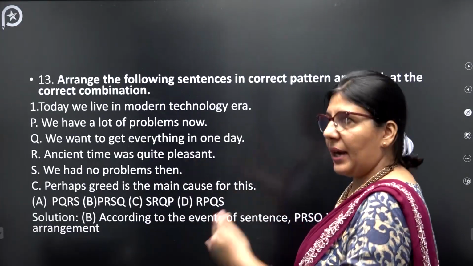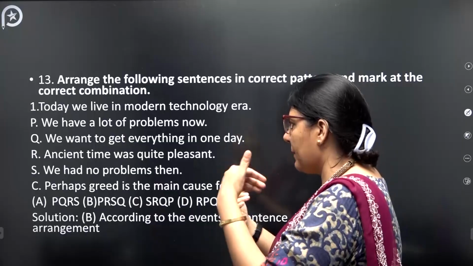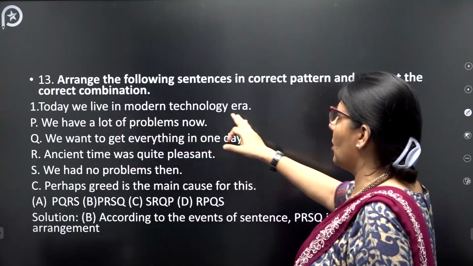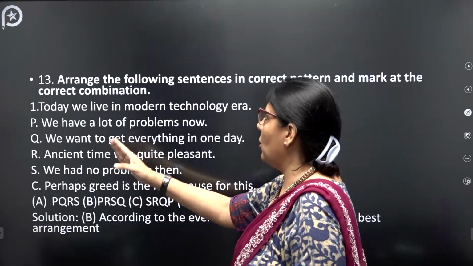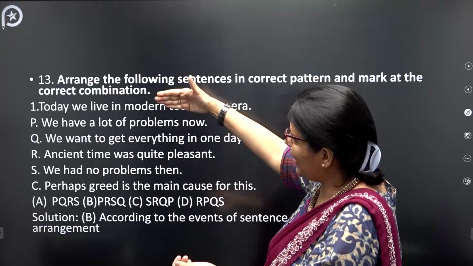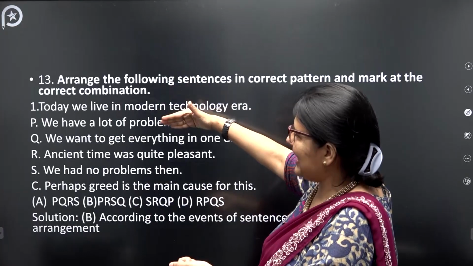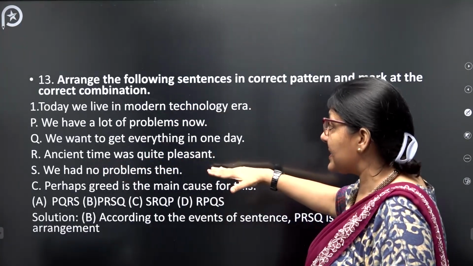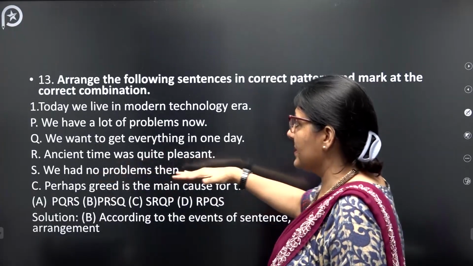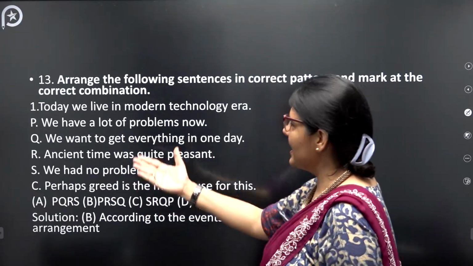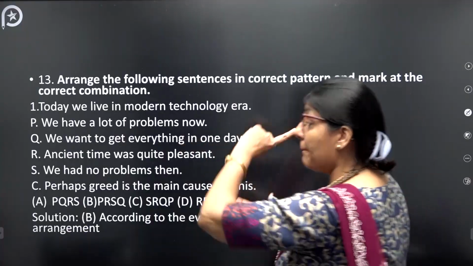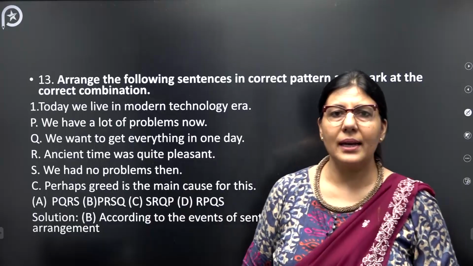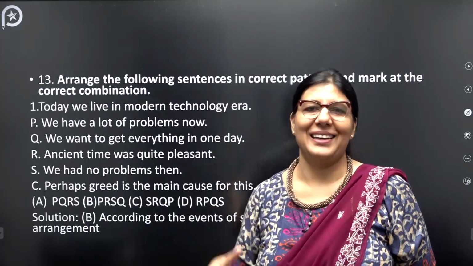Now for the rest of us, come along with me and do it. Today we live in the modern technology era. We have a lot of problems now. So it syncs, right? It is connected. After that, what happens now? Ancient time was quite pleasant. Then we had no problems then. And the last one is we want to get everything in one day. Perhaps greed is the main cause for this. Are you getting it? Are you understanding it? There's a storyline.